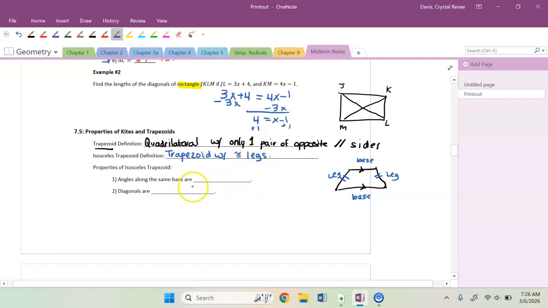Now we have some properties, and this pertains just to an isosceles trapezoid, not just any trapezoid. The first one is that angles along the same base are congruent, meaning that these two angles are congruent, and then these two angles are congruent. Another property of an isosceles trapezoid is that the diagonals are congruent. So if I draw the diagonals, this here is congruent to this.